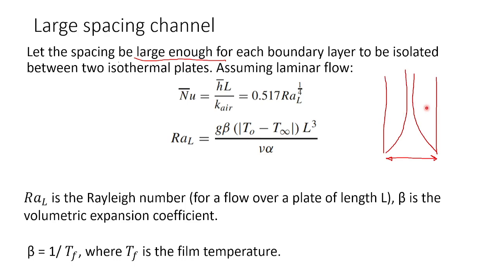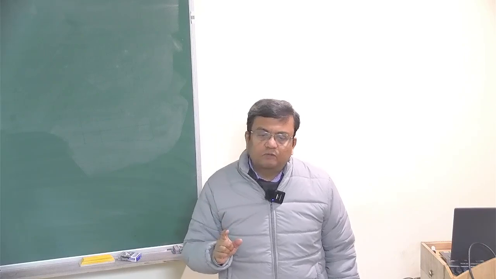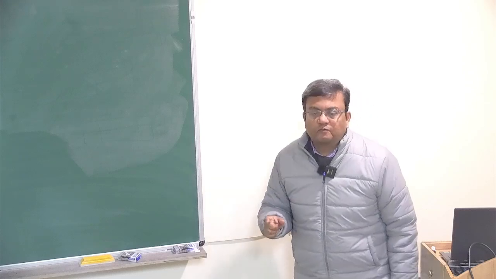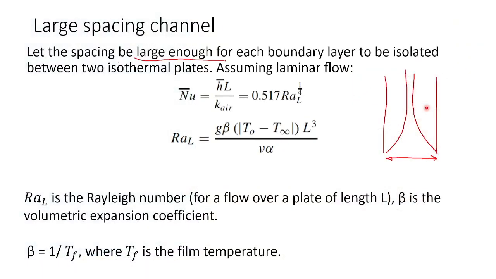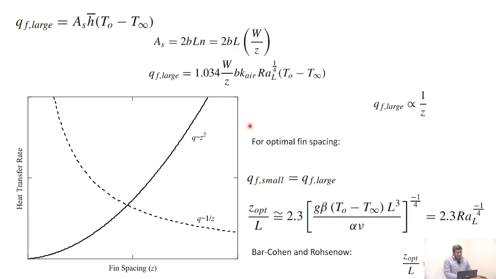So the point I'm trying to drive at is that small spacing and large spacing actually show the development or non-development of fully developed flow. In the large spacing case, the flow is not fully developed. In the small spacing case, it's fully developed. In this case, we had an expression for Nusselt number, and that depends on the Rayleigh number. And using all this, we could write QF large, for large spacing, which is proportional to 1 over Z.